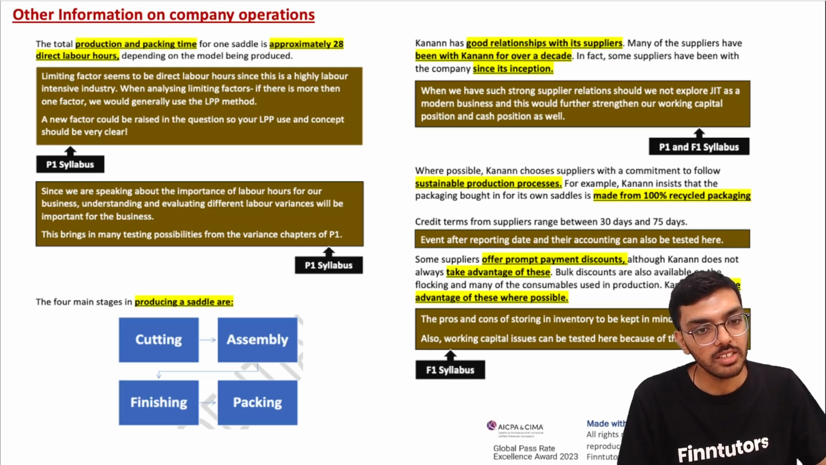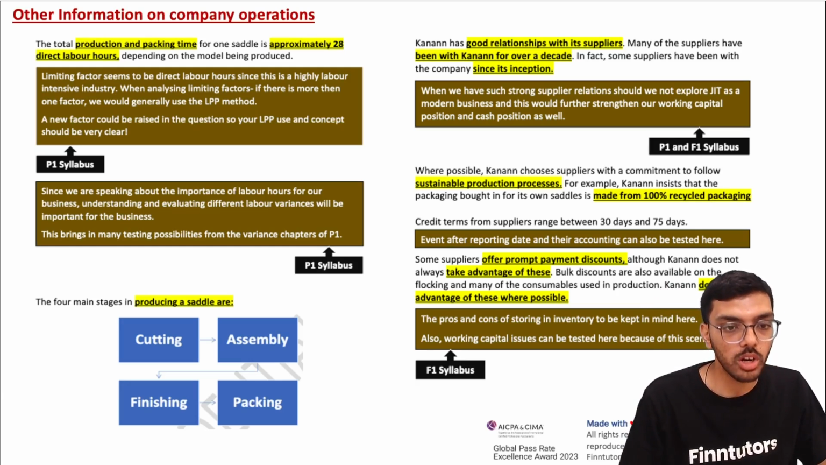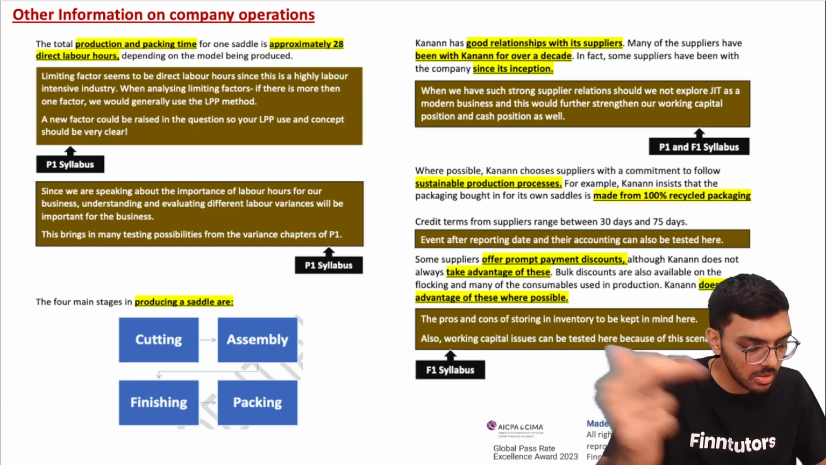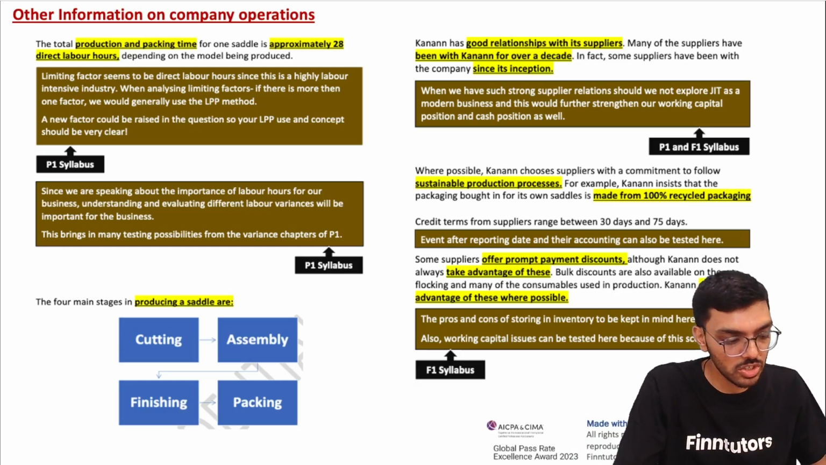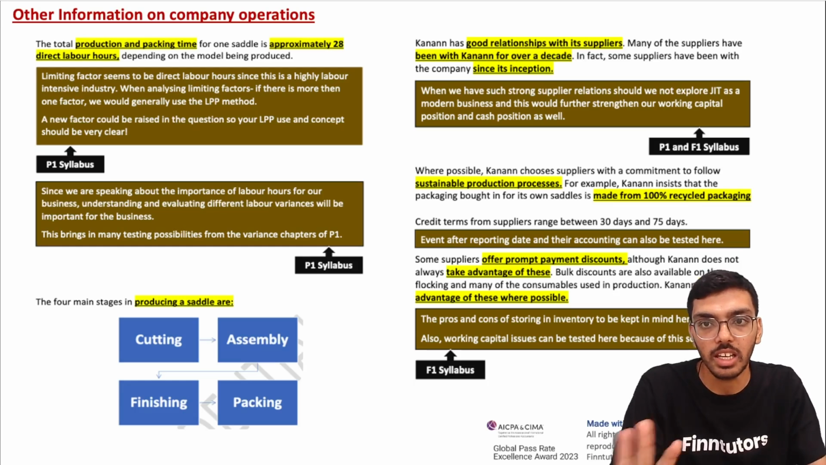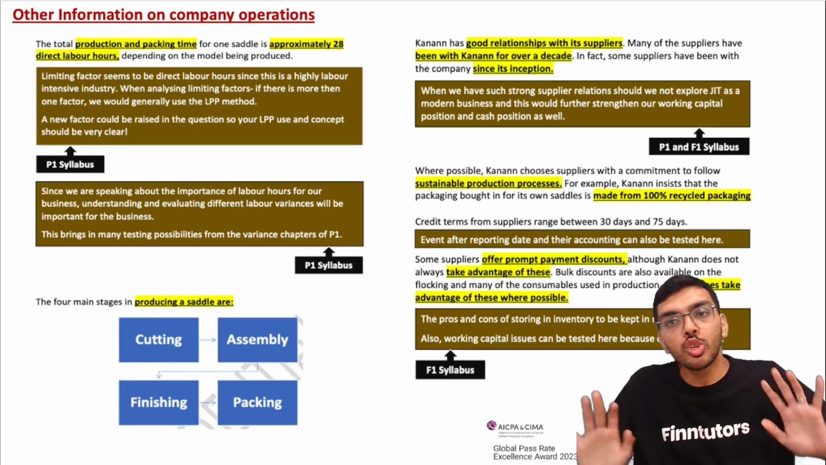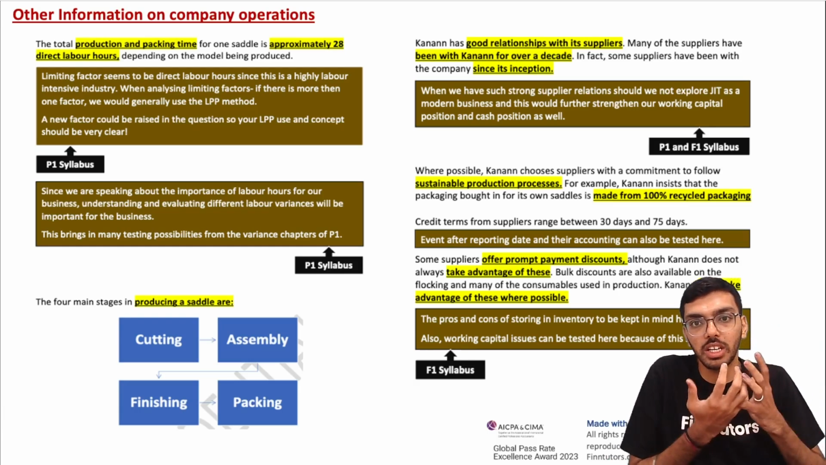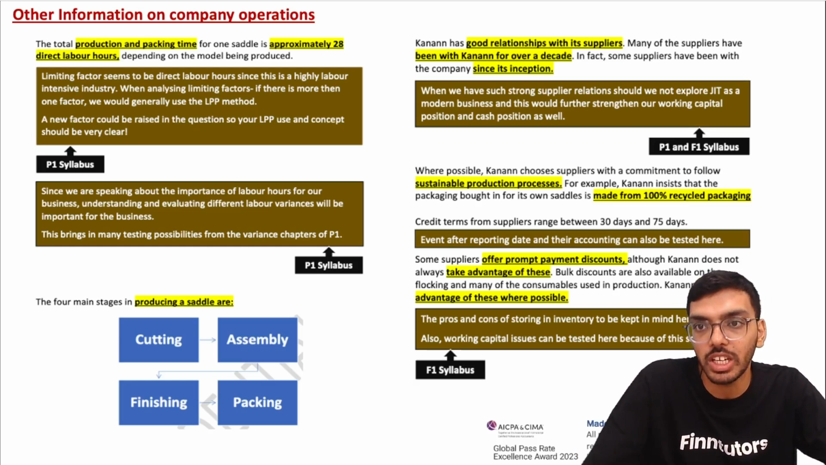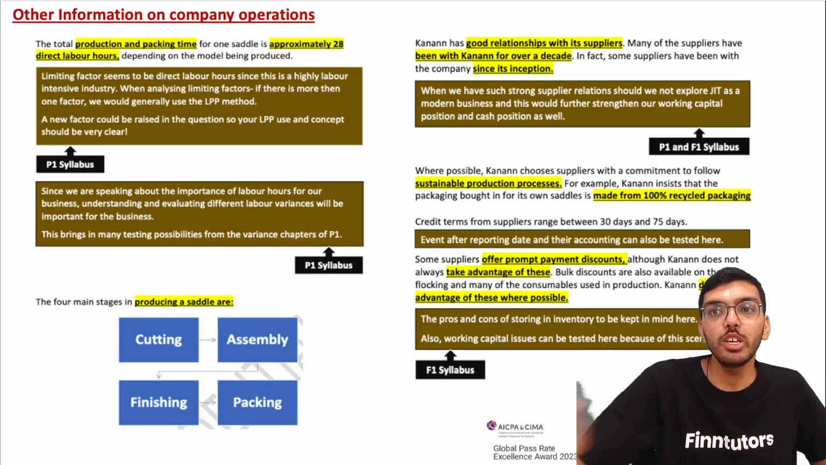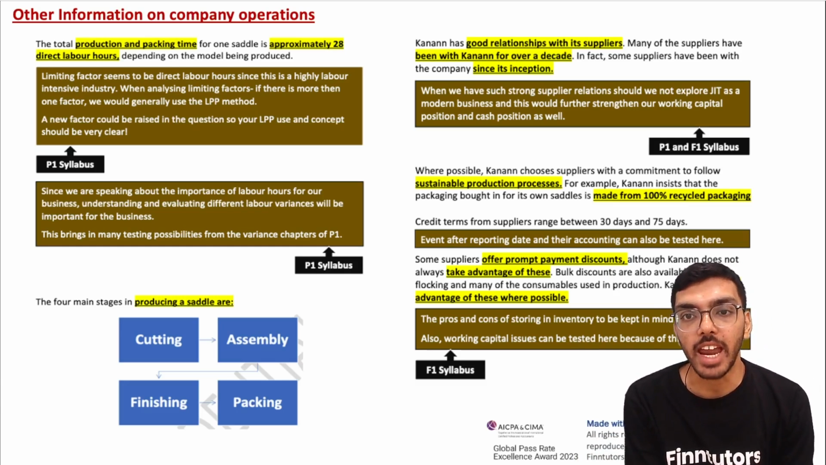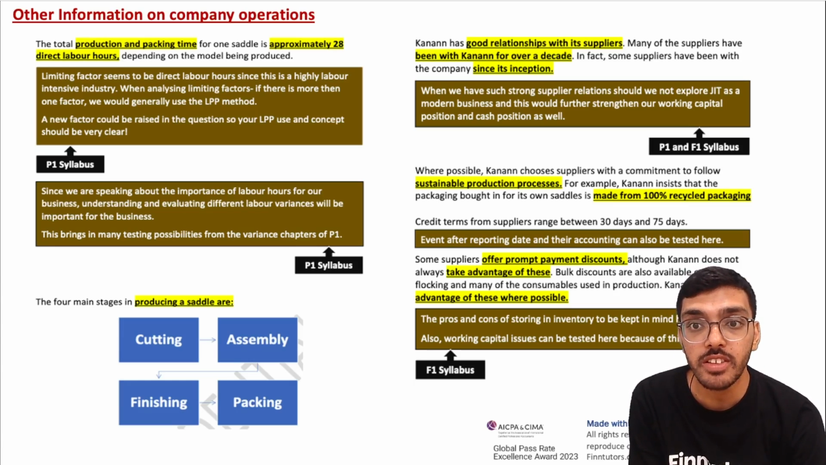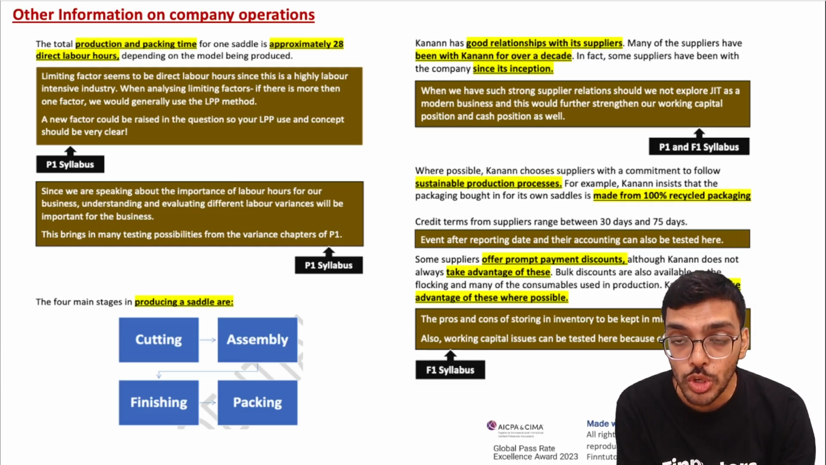In production, they are telling us that in the production of saddles, there are 4 main stages: cutting, then assembly, then finishing, and then packing. Very straightforward, 4 stages are present. That's what they're telling us. Kanann has good relationships with its suppliers because obviously we will receive raw materials and then we'll start cutting it, assembling it, finishing it, and then packing it. So many of the suppliers have been with Kanann for over a decade.